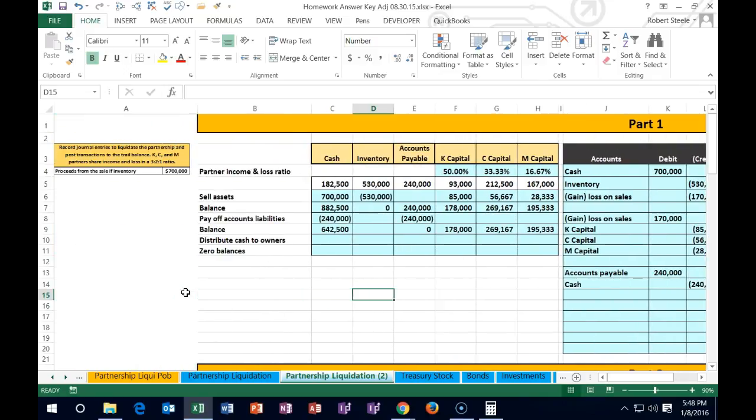So if we go to the worksheet over here, we're going to say, okay, the cash is going to go completely down. We're going to pay all of it off. So I'm going to say negative 642.5. And we're going to reduce the capital accounts by what is in there. So we owe K the same, 178,000. We owe C 269,167. We owe M 195,333. And we should end up with zeros at the end of the day.